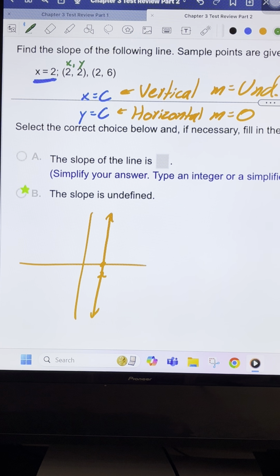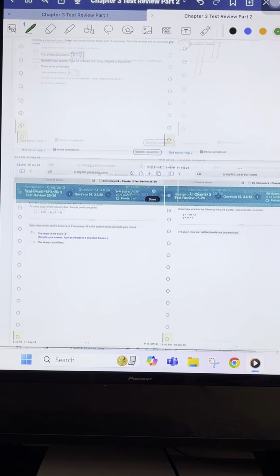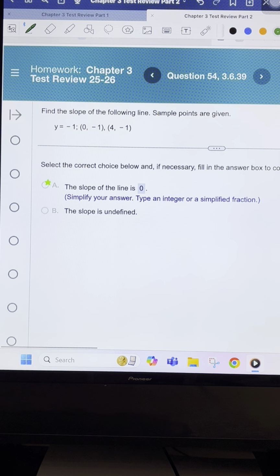Now you could have also done it the old-fashioned way, which is doing x1, y1, x2, y2. So this is 6 minus 2, 6 minus 2, which is 4, and 2 minus 2, which is 0. Anything with 0 in the denominator is undefined. When 0 is in the numerator, that is a slope of 0. So the slope is undefined.